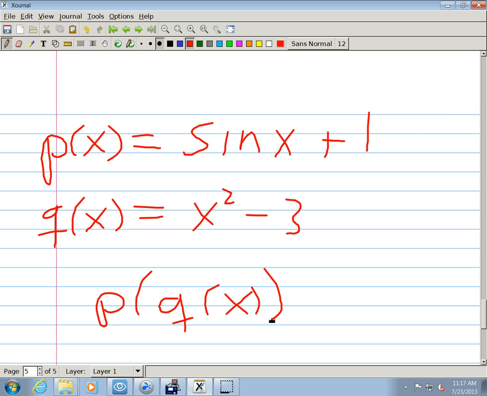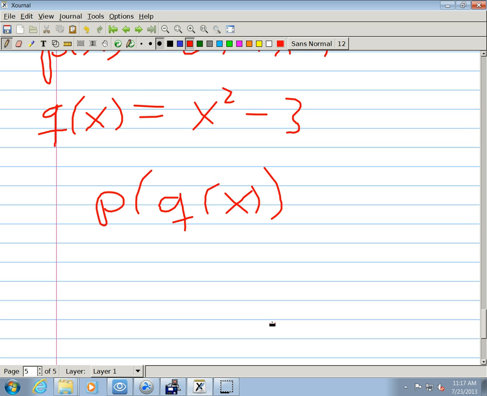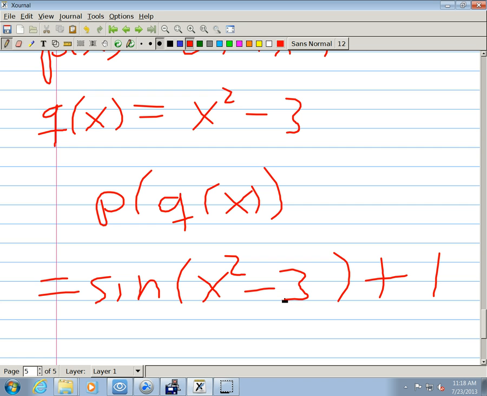What does that mean again? We've done this. Take q and plug it into p. So take x squared minus 3 and plug it in place of x where you see the sine of x, right? Okay, so let's write that. So that's going to be p of x, which is sine of x plus 1, sine of stuff plus 1, plug in q of x, which is x squared minus 3. Okay, good.